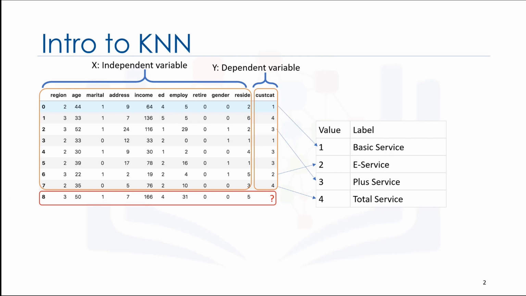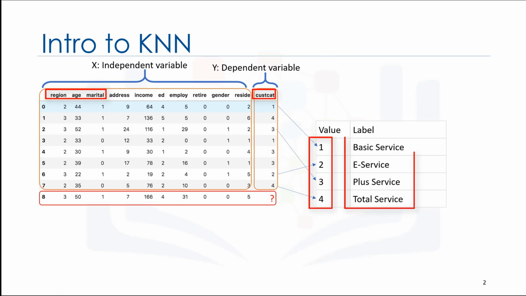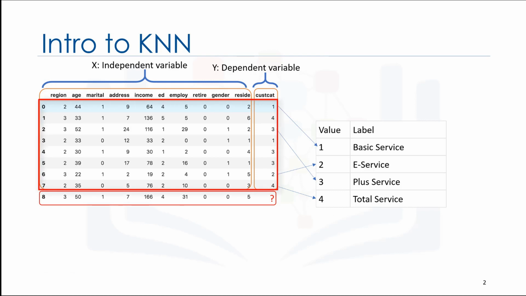The example focuses on using demographic data such as region, age, and marital status to predict usage patterns. The target field, called custcat, has 4 possible values that correspond to the 4 customer groups, as follows: basic service, e-service, plus service, and total service. Our objective is to build a classifier, for example, using the rows 0 to 7 to predict the class of row 8. We will use a specific type of classification called K-Nearest Neighbor.